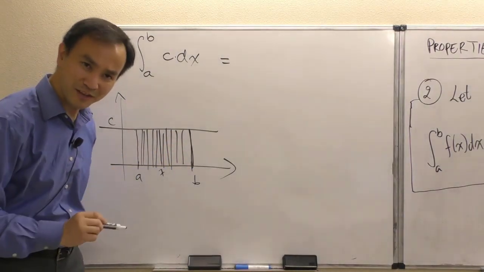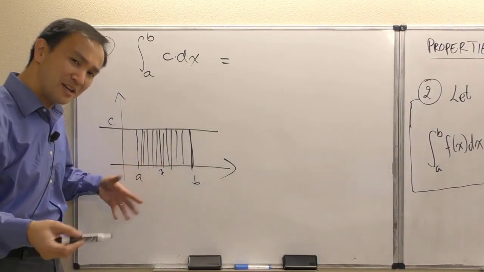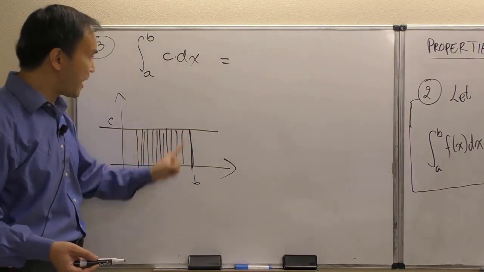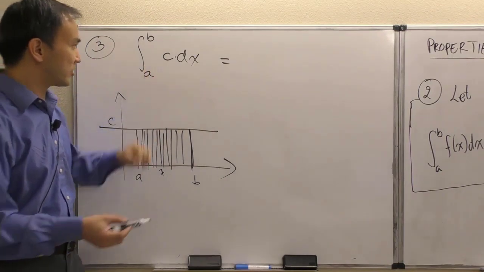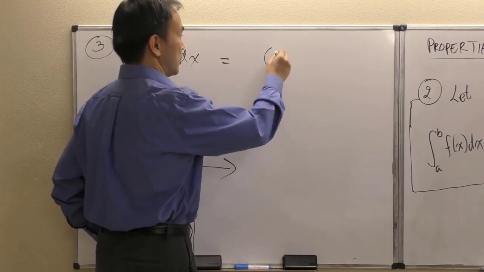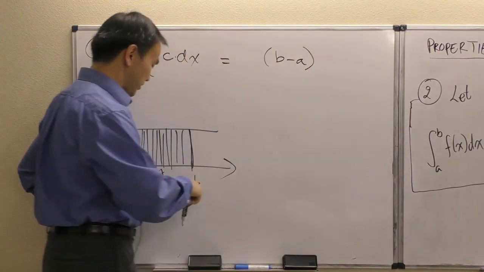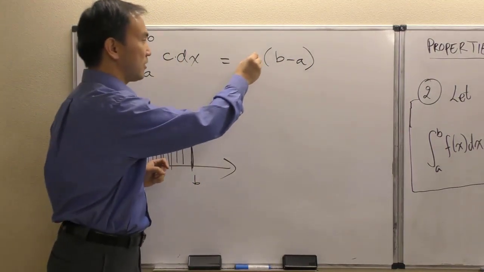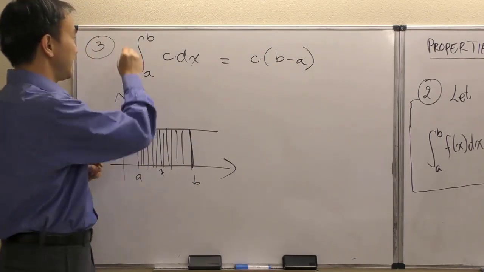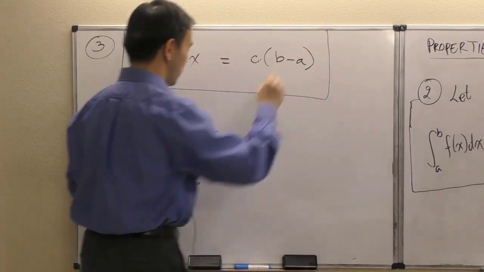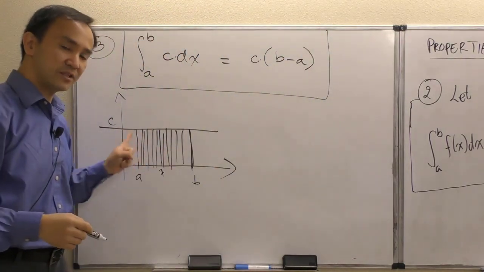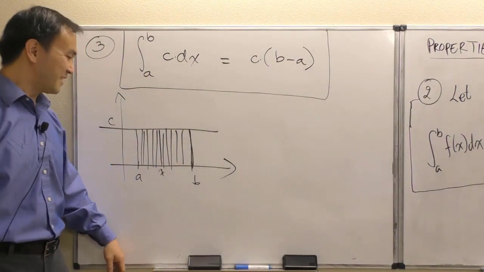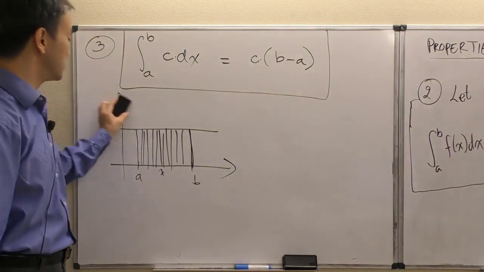So what do you think? At this point, naturally, the final accumulation is going to come up for us as the total interval's length, B minus A, multiplied by the height, C right there. And in other words, we can see that as the area of this sideways rectangle. So that's property number 3.